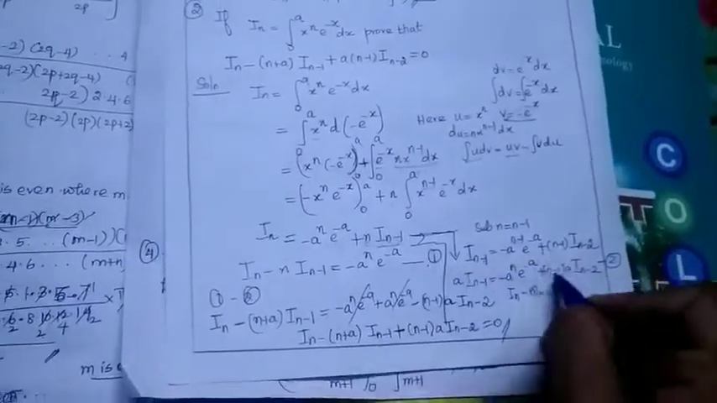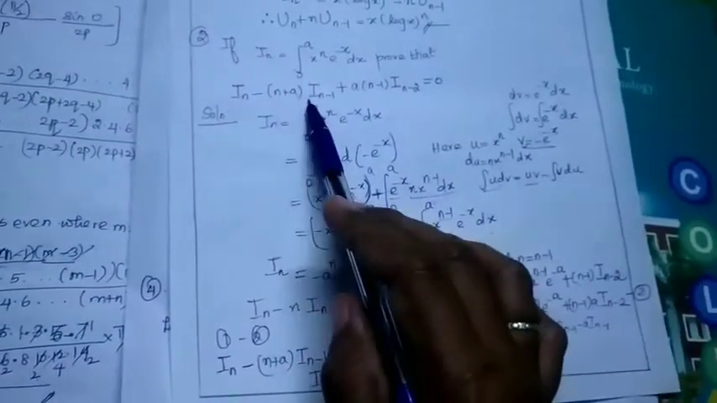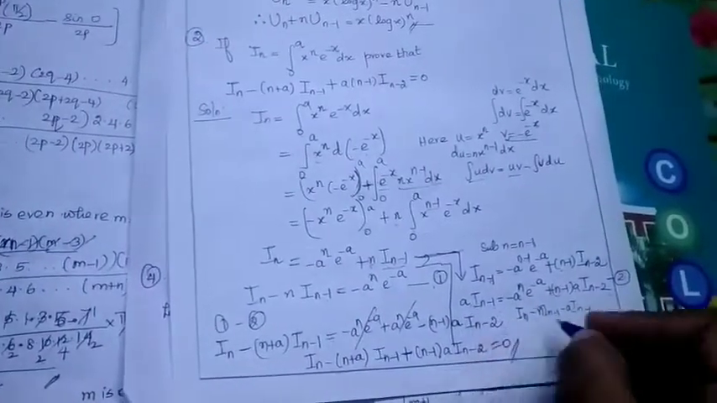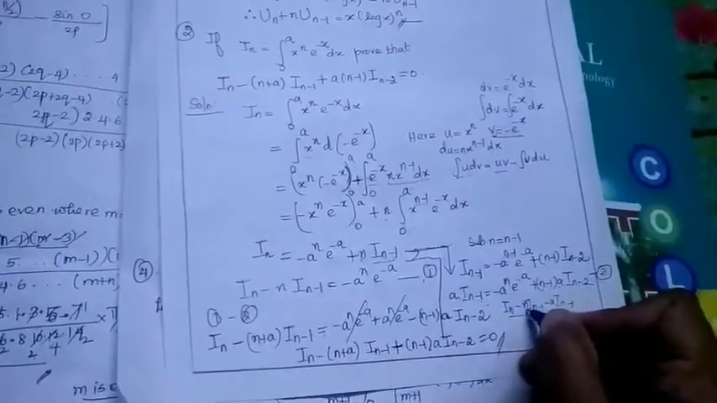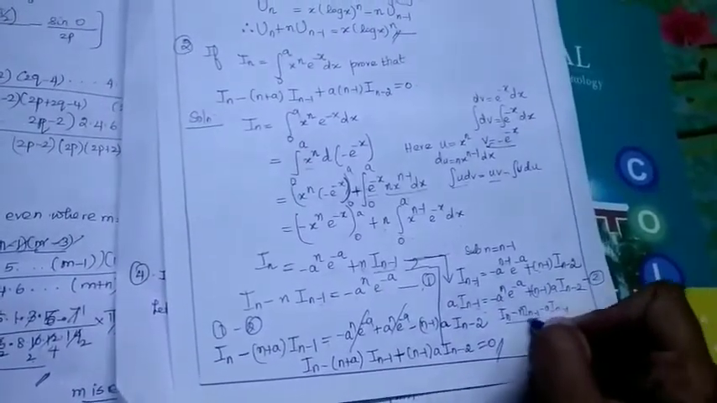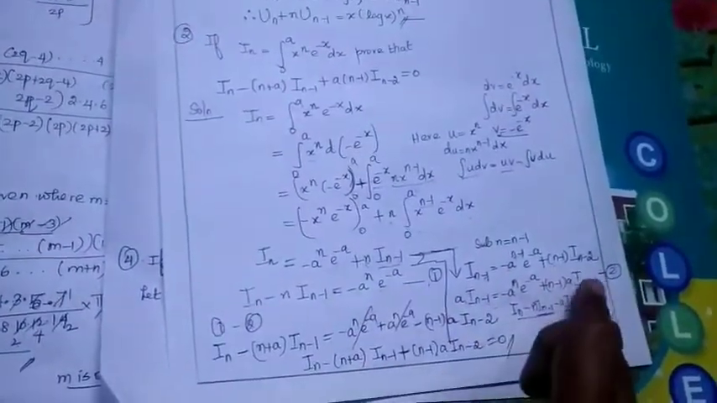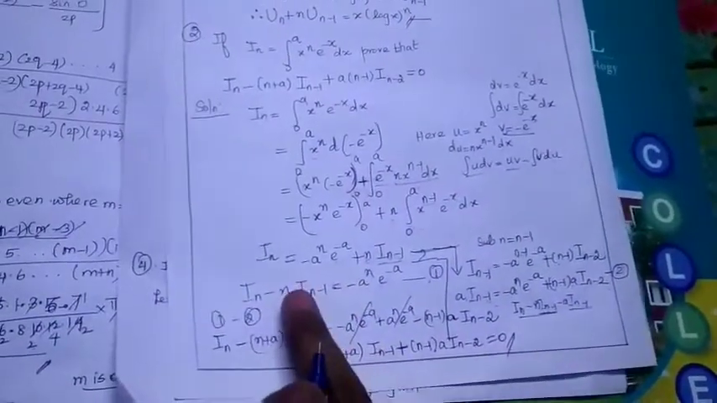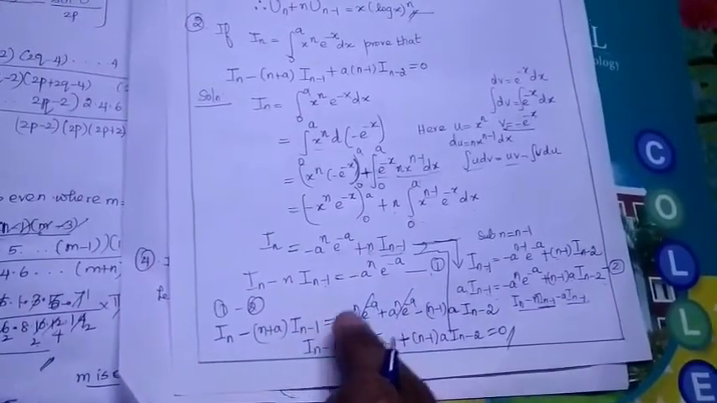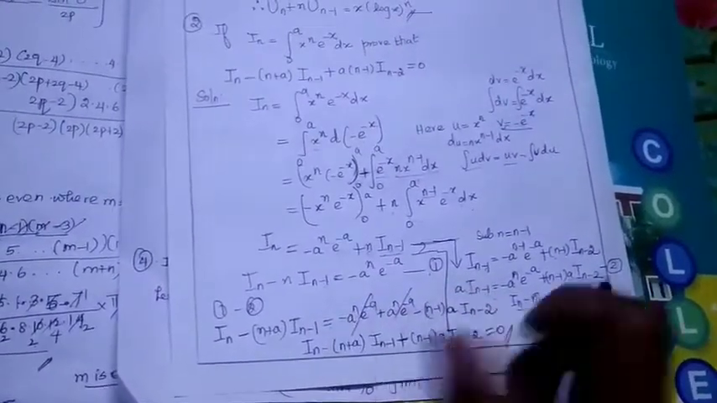I am going to subtract these two, because my left hand side expression is I_n minus (n + a) I_(n-1). I have n I_(n-1) here. If you subtract, on the left side we have I_n minus n I_(n-1), and subtracting gives minus a I_(n-1). So I_(n-1) is common: minus of (n + a). That's why I am subtracting 2 from 1. Subtract 2 from 1, what you get: I_n minus (n + a) I_(n-1) equals, from my first equation, minus a^n e^(-a) minus this term.